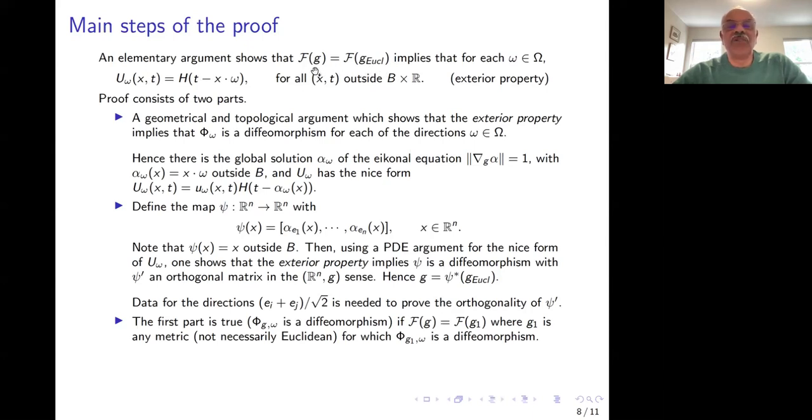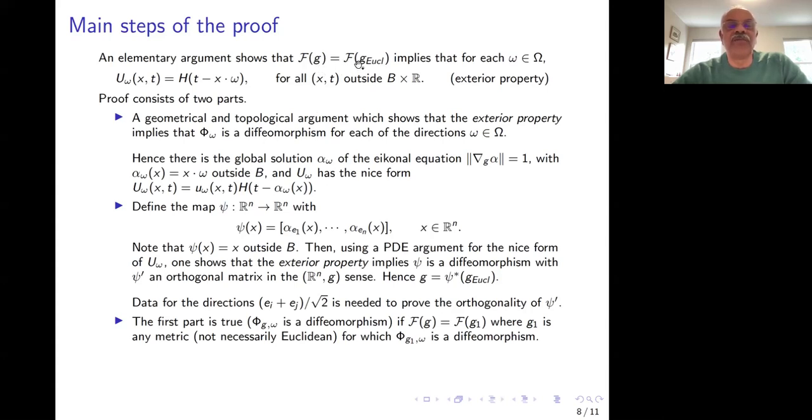Actually, the argument works for more general things. Suppose you have data for two metrics, G and G1. And suppose G1 is not Euclidean, but the phi omega for the G1 is a diffeomorphism. So you're comparing two metrics G and G1. And if the phi for G1 is a diffeomorphism and the data agree, then the phi for the G will also be a diffeomorphism. Okay, so this result is fairly general.